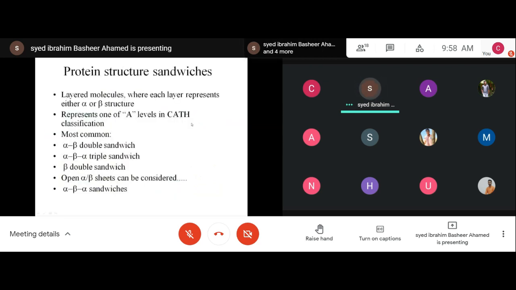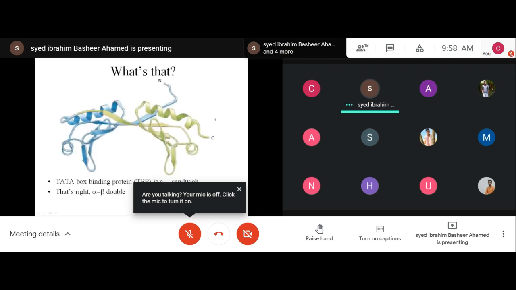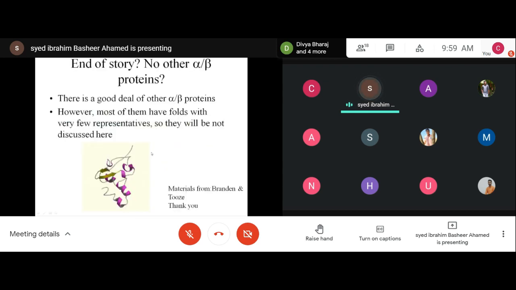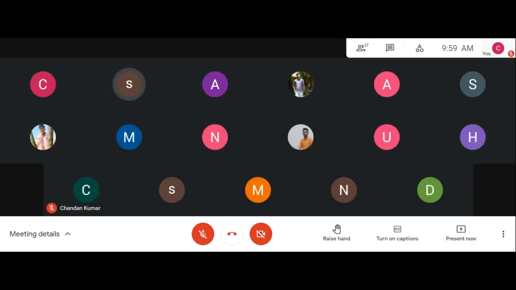So there are protein structures with different kinds of alpha beta layers. Alpha beta just one layer is called a double sandwich, alpha beta alpha is a triple sandwich, then beta double sandwich, open alpha beta sheets, and alpha beta alpha sandwiches. This is a binding protein, which is alpha beta, an alpha beta double sandwich. So that's all we have about these alpha beta structures.